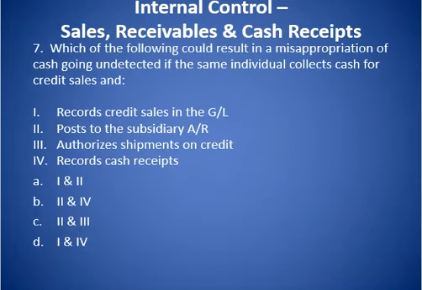Okay, let's try number 7. Which of the following would result in a misappropriation of cash going undetected if the same individual collects cash for credit sales? Again, stop your video, make your choice. When you're ready, restart the video and take a look at the solution to number 7.